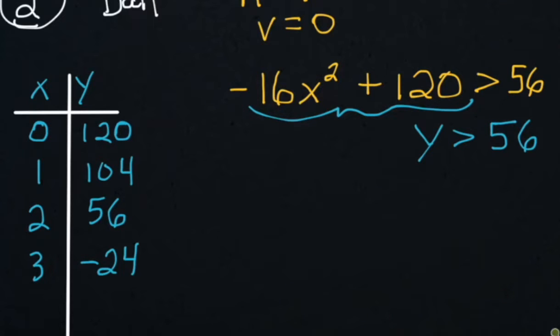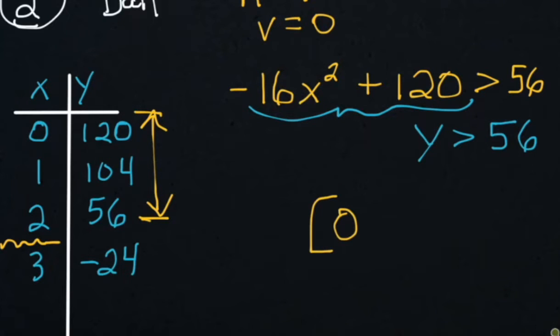No, not really. Okay, so obviously it hits the ground somewhere between 2 and 3 seconds. That's where the ground happens. But what do we want? We want to know where it's above 56. Well, at 0, it's above 56. But at 2 seconds, it's no longer above 56 because that's where it hits it.